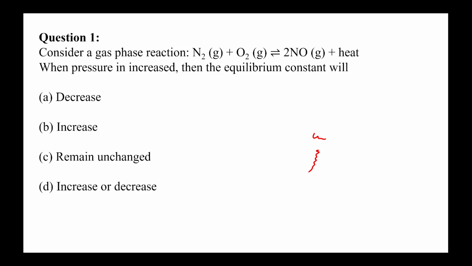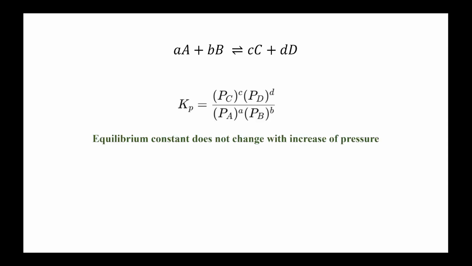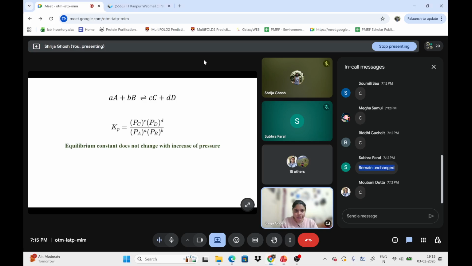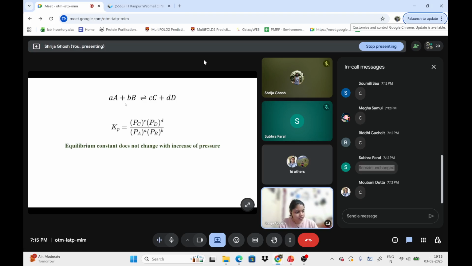But the overall equilibrium constant is a constant term. The only thing that can change the equilibrium constant is temperature. It's temperature dependent. It is not pressure or concentration dependent. So option C, remains unchanged, is the correct answer. I hope that is clear to everybody. If you have any doubt, let me know. You can write the doubt in the chat box and I can try to solve it.